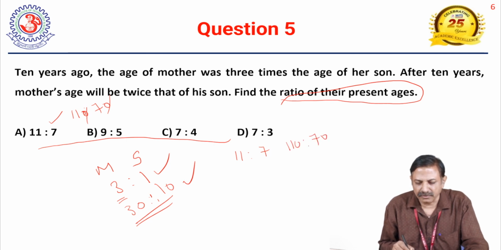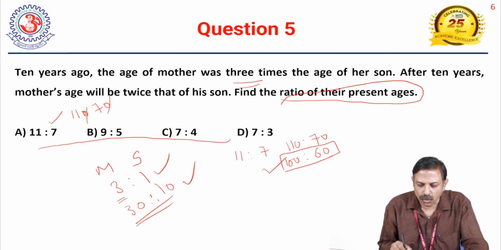10 years ago, mother will become 100, son will become 60. This is the first option, 10 years before. Is it equal to mother is 3 times the age of the son? No. It is not a 3 is to 1 ratio. Let us go to the second option, 9 is to 5. Suppose mother is 90 here, son will be 50. 10 years ago, mother will be 80 and son will be 40. It is not equal to 3 times.